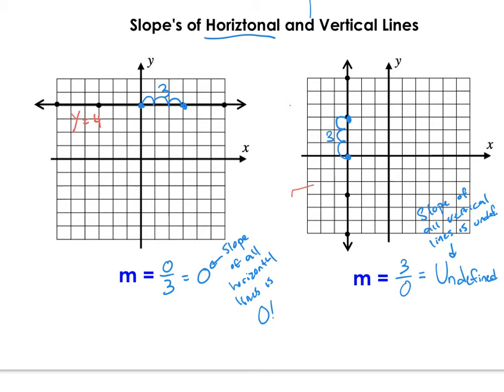When it's a horizontal line, it's y equals, and when it's a vertical line, we would say x equals, and in this case, this is x equals -3. So just a little reminder there. Y means horizontal, x means vertical. All right, on to our next slide.